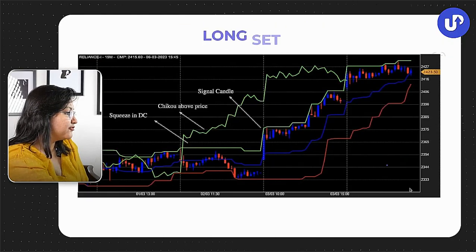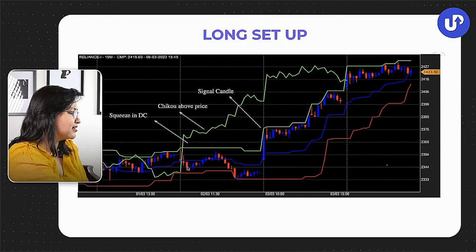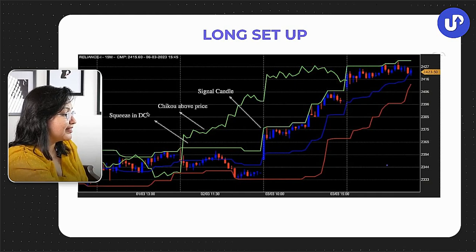Let's look at few more examples. This is an example of Reliance. It is an example of 6th of March. You can see the Donchian channels were flat earlier. The opening candle opened and touched directly to the upper band of the Donchian channel. There was a squeeze, that means out here, wherein there is a flat Donchian channel. Then the Chicago slipped above the price, so bringing in a bullish momentum again.